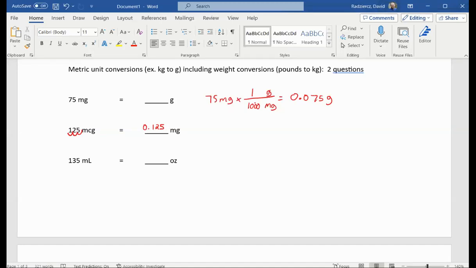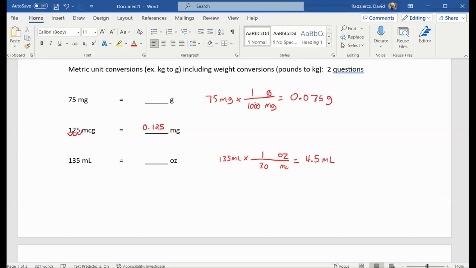Now, you may need to round if you go metric to household or household to metric. Now for this, remember I mentioned that my conversion factor is 1 ounce is 30 milliliters. Now I can tell you right now, 30 is not going to go into 135 evenly. So 135 divided by 30, it's going to give me 4.5 milliliters. So thankfully I don't need to worry about rounding, but I'm not going to round that to 5 milliliters. I'm just going to leave it at 4.5 milliliters.